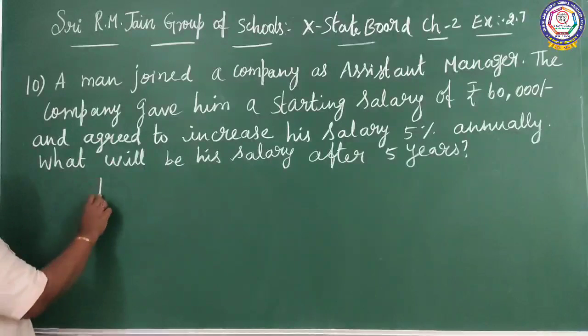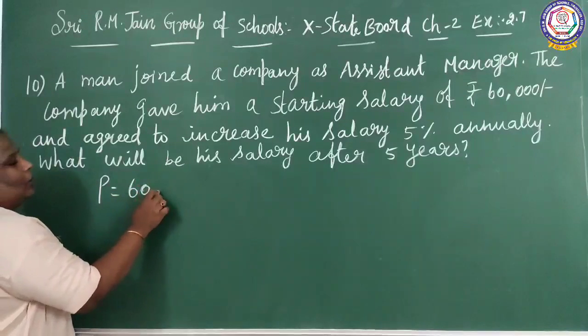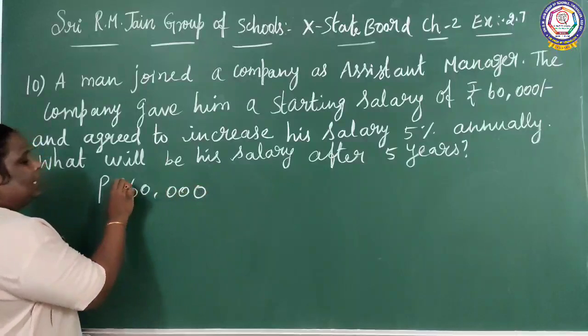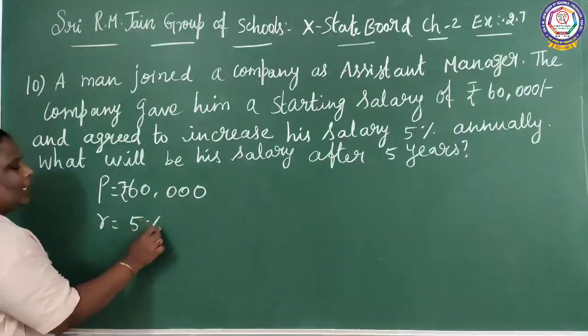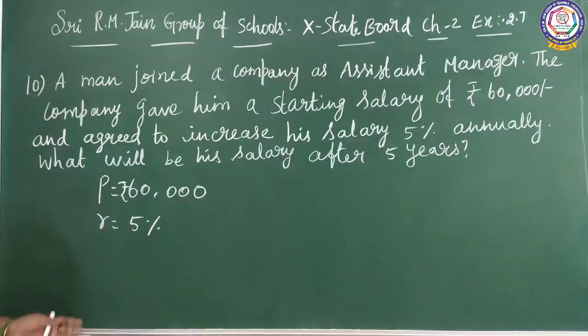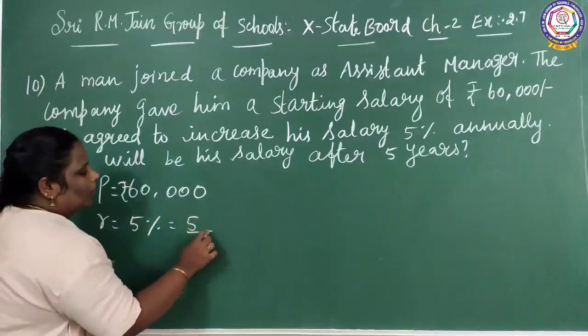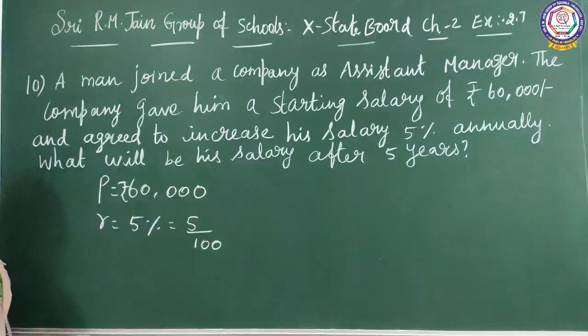See here, principal P equal to rupees 60,000. What is the annual increase of salary? 5%. That is the rate of interest. That is the annual increase of salary. 5% is nothing but 5 by 100. What will be the expected salary? What will be his salary after 5 years?